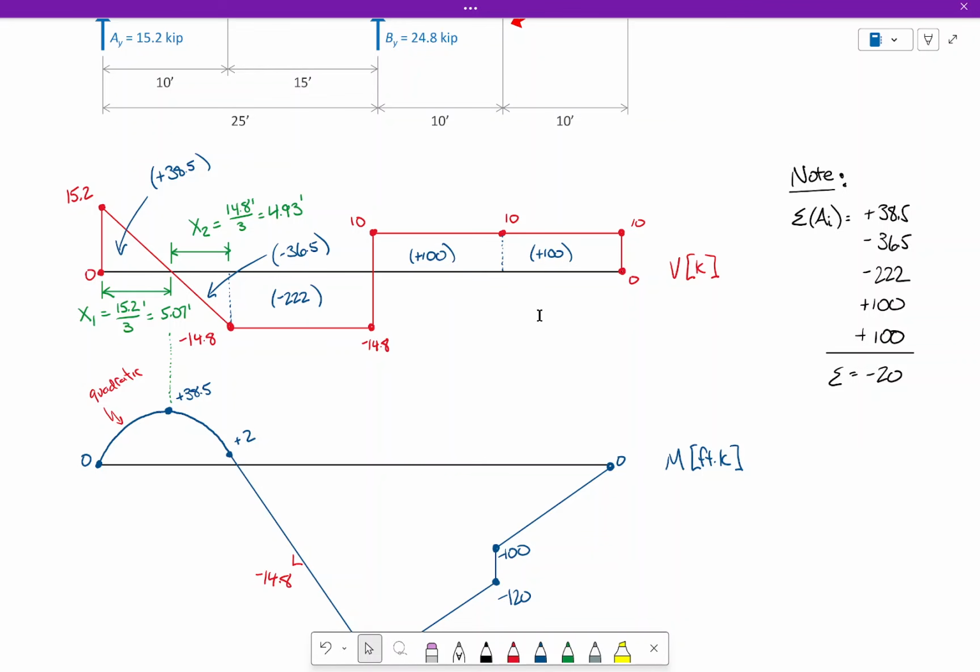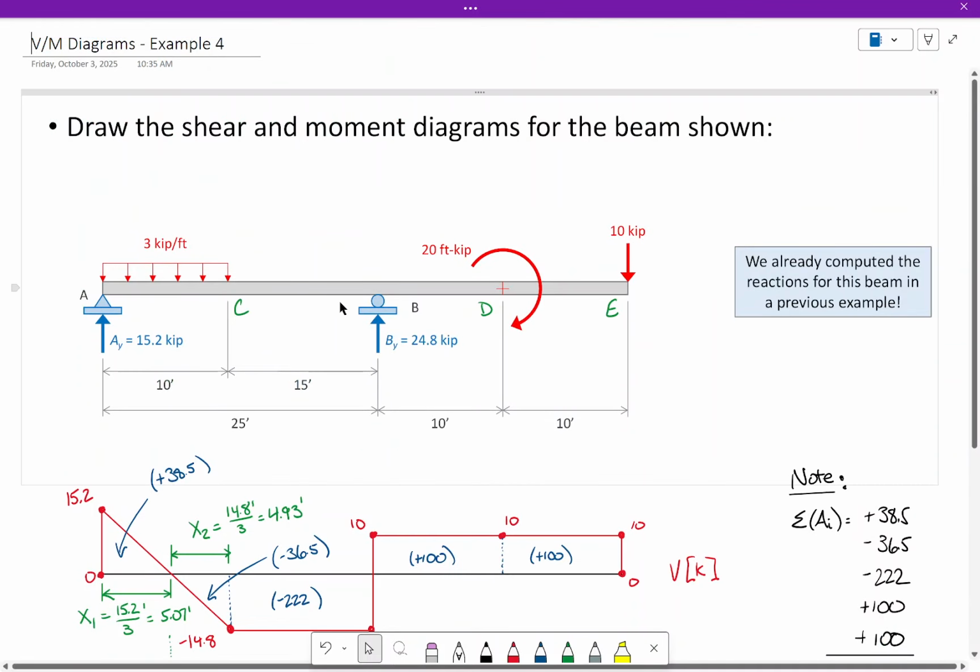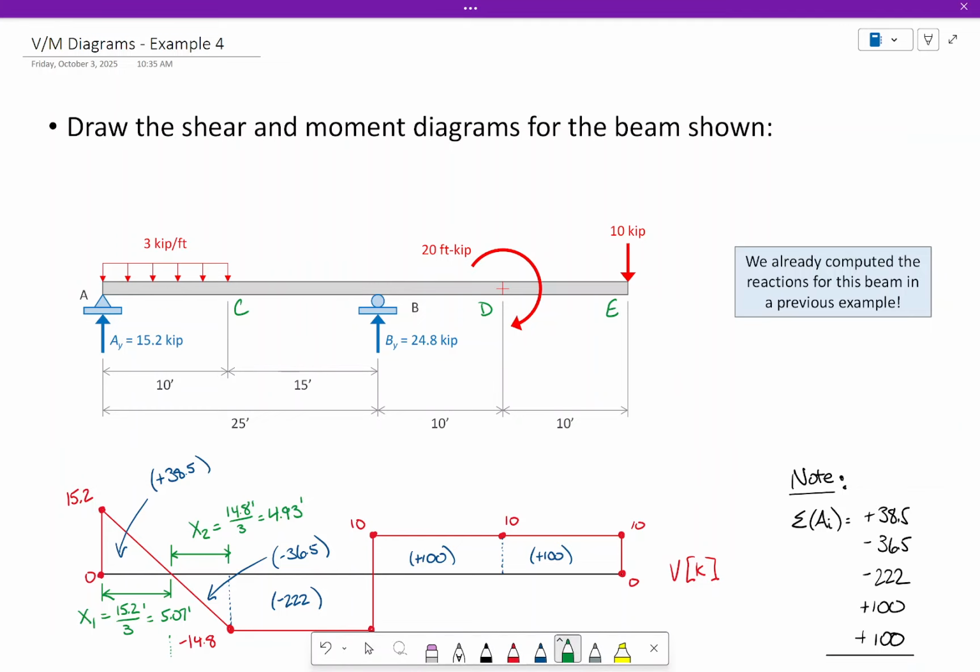In fact, the deflected shape of the beam, if I were to try and sketch it out, probably looks something kind of like this. It's probably going down, probably doing this, and maybe something like that. That's kind of what it looks like.